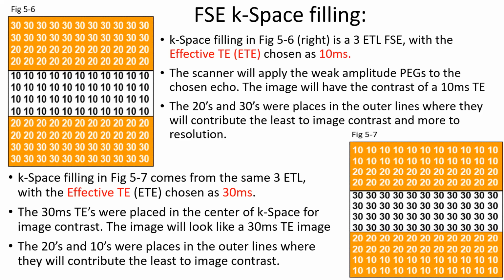And then once you're done with your 3 echoes, you move on to the next slice. Next time you come back to slice 1, it's going to be the same thing. Weak amplitudes first, stronger amplitudes to the last couple of echoes. And that's going to put the 10s in the middle of K-space, so your image looks like a 10 millisecond TE. If I said, no, I don't want the 10 in the middle, I want a 30 millisecond TE, the scanner will say, sure, Steve, no problem. And it will apply the strong amplitude gradients to the first echo and the weak to the last echo, the 30. So it's going to put the 30s in the middle.